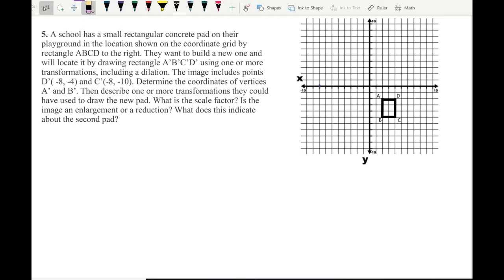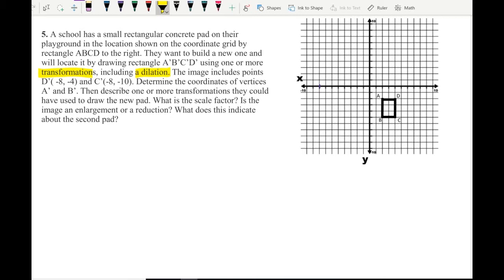A school has a small rectangular concrete path on their playground in the location shown on the coordinate grid by the rectangle ABCD to the right. If you look to the right, there's a rectangle ABCD, that's the one they're talking about. They want to build a new one and will locate it by drawing rectangle A prime, B prime, C prime, D prime using one or more transformations, including a dilation. What they are trying to say is the new playground is going to be either bigger or smaller, and may also involve a reflection, rotation, and translation.